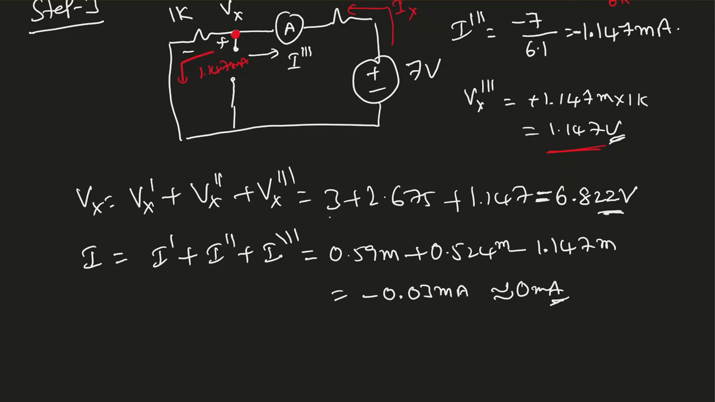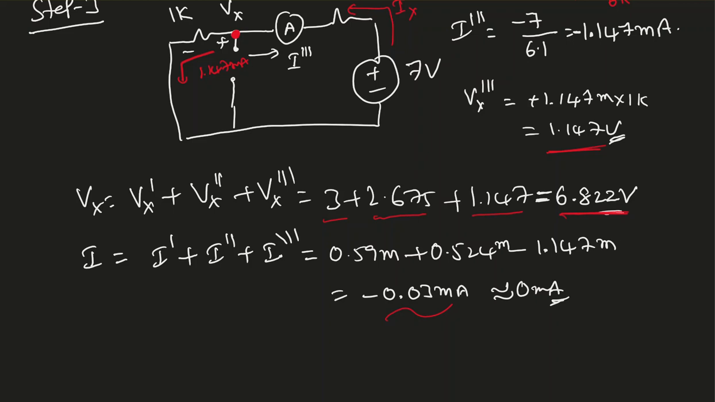So Vx prime is 3, double prime is 2.675, triple prime is 1.147. So the total voltage at that junction equals 6.822 volt, and the total current is approximately 0. This is the final answer.